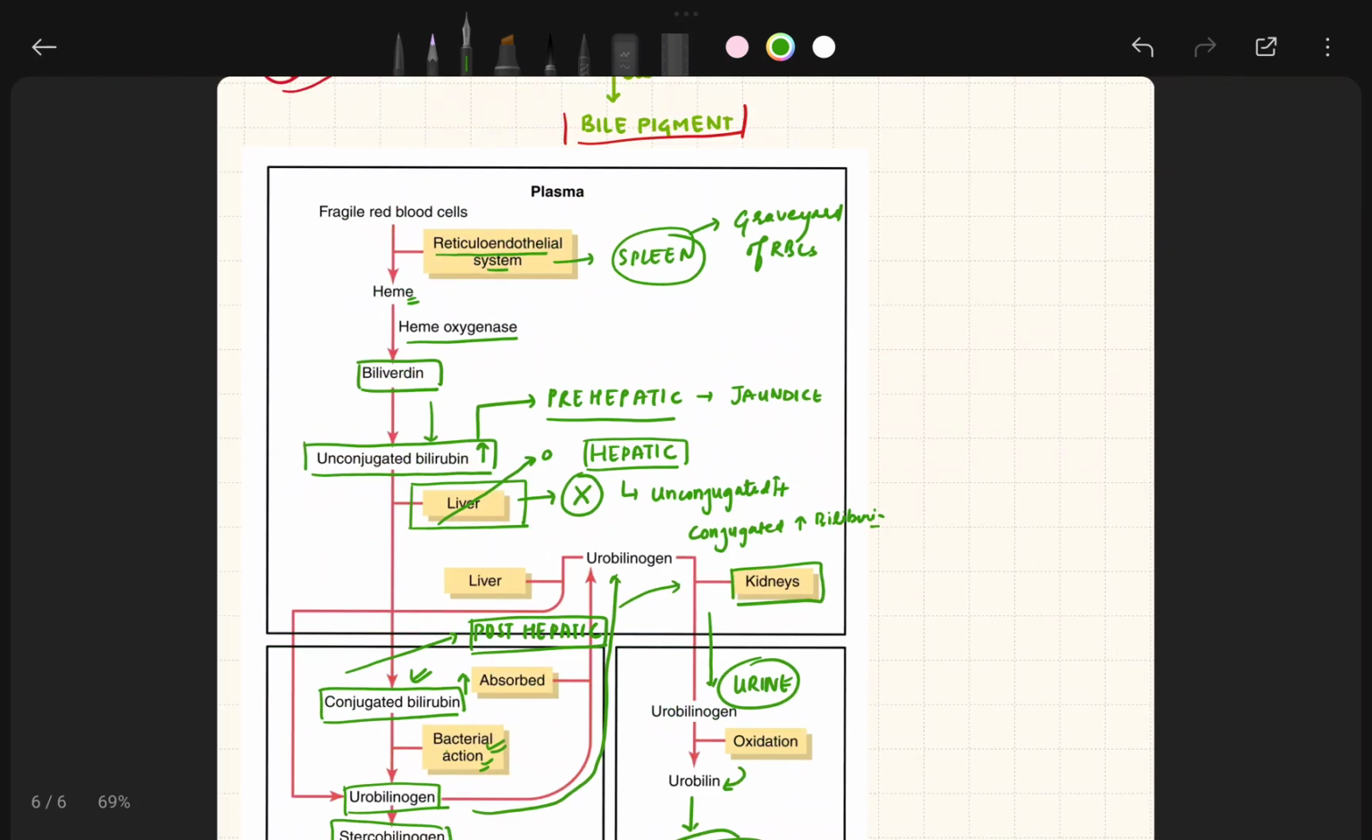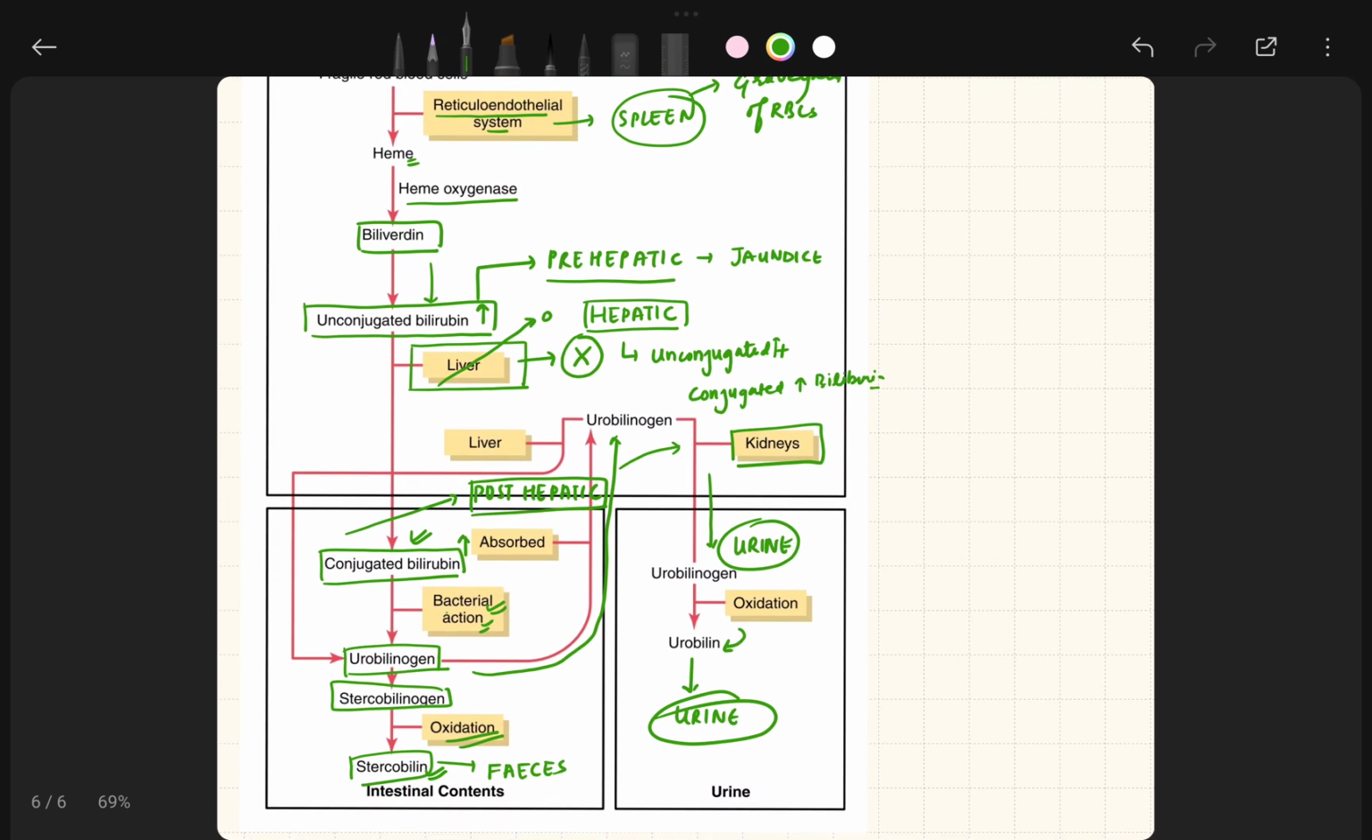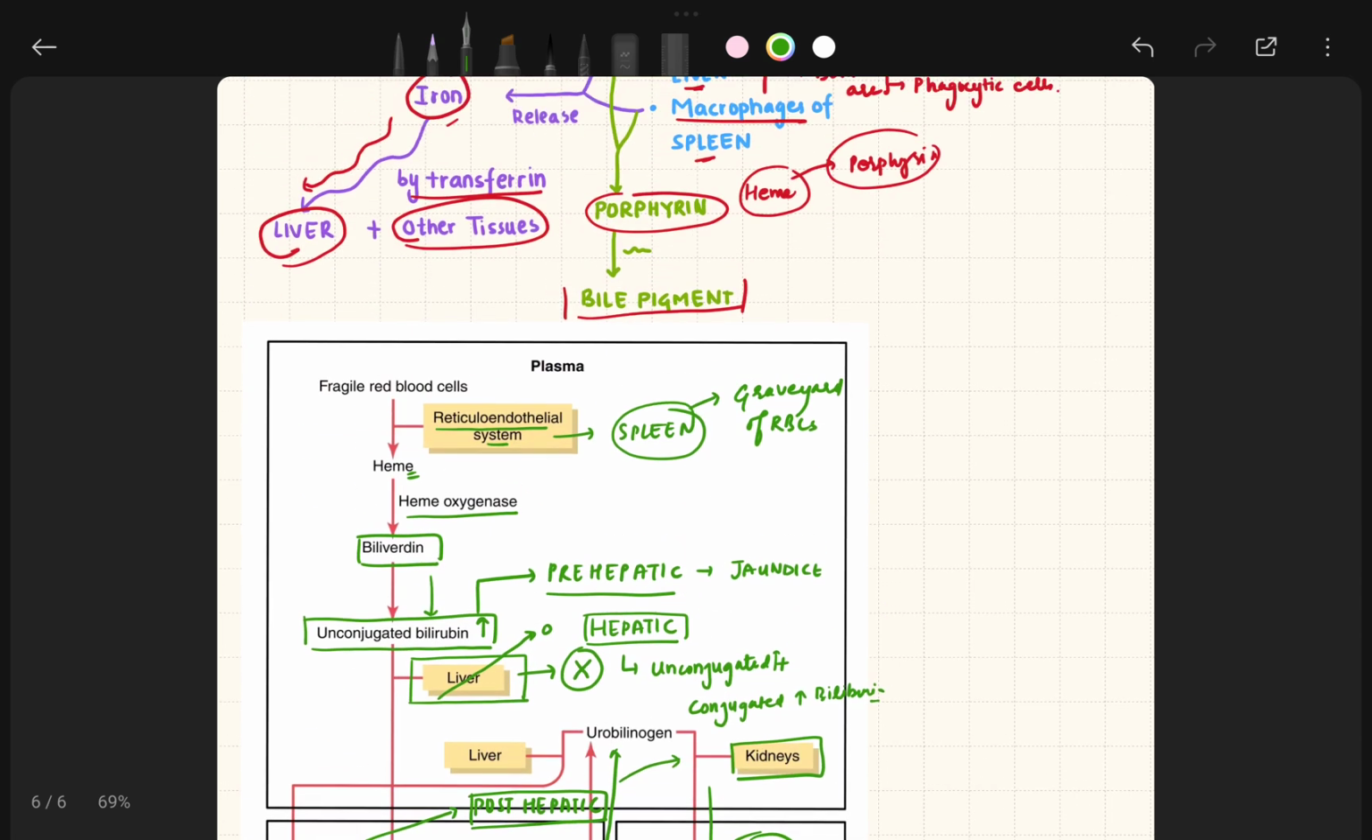So what happened? It formed biliverdin, then it got converted to unconjugated bilirubin, and liver conjugated the bilirubin. It formed conjugated bilirubin that gets transported to the intestine, and the bacteria present in the intestinal fluid converted this conjugated bilirubin to urobilinogen. Then urobilinogen gets converted to stercobilinogen. Some amount of urobilinogen goes back to liver and to the kidneys. So that's the end of this.